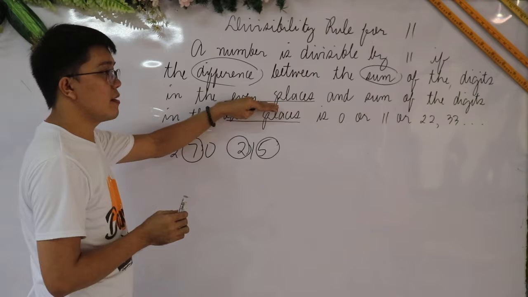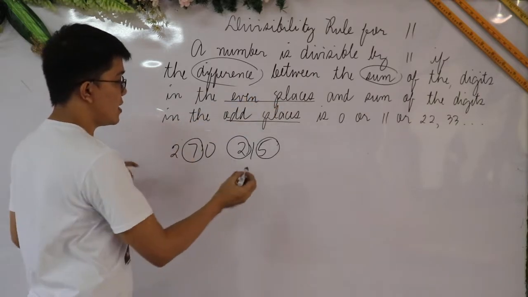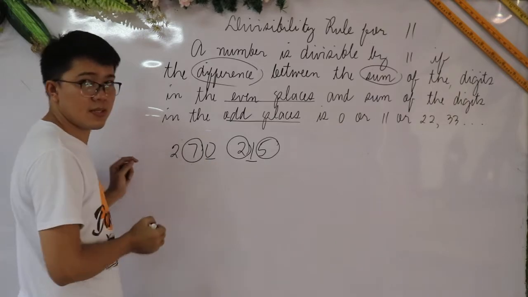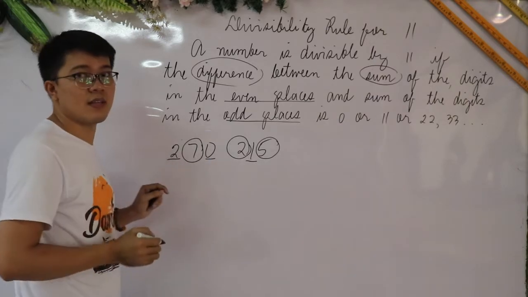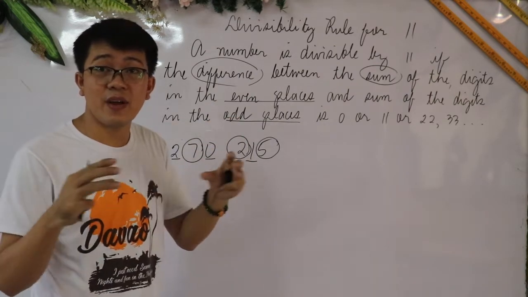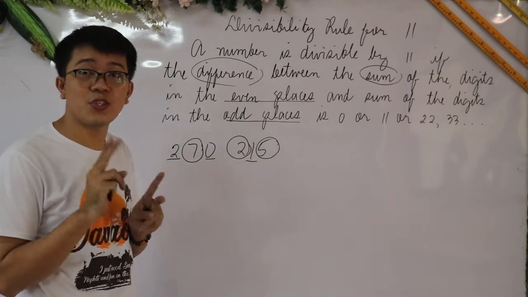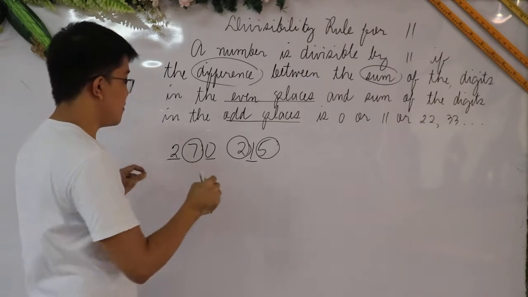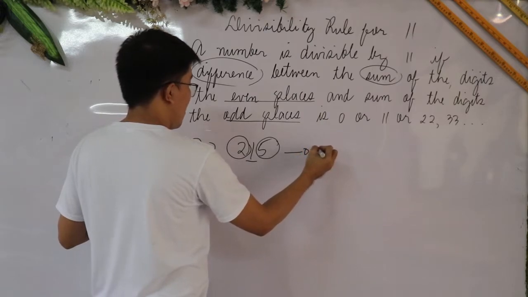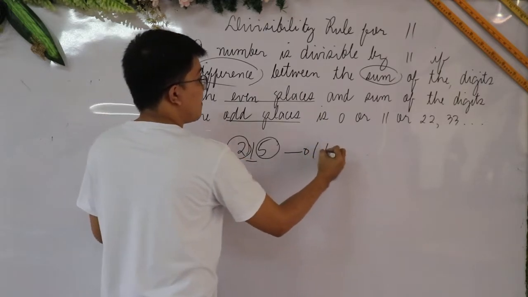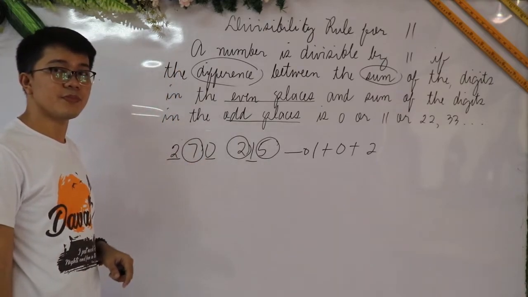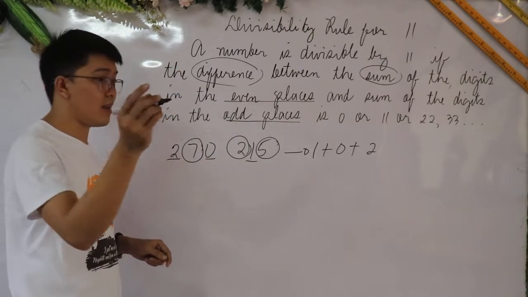What are the digits in the even places? Tens, we also have thousands, and 100,000s. Now following the rule, we need to get the difference, or the sum of the two groups. First, sum of even. 1 plus 0 plus 2. What is the sum? Correct, it's 3.